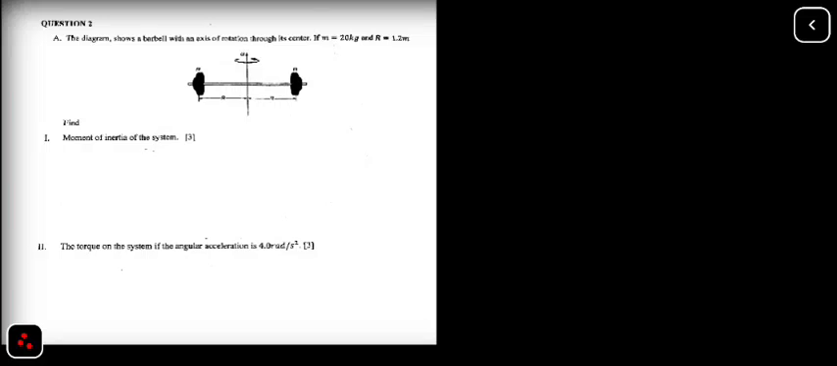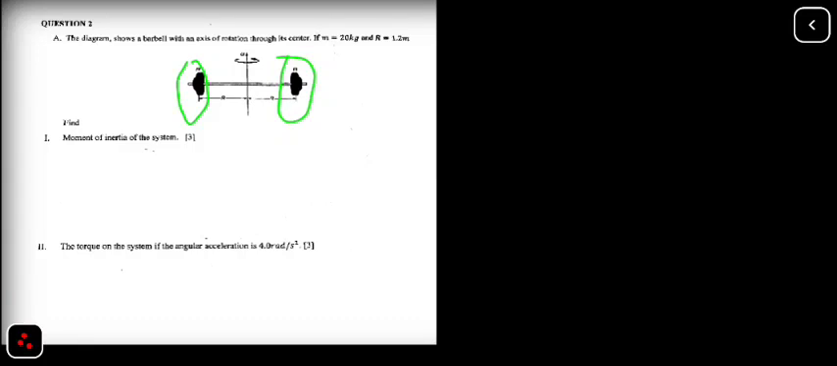Kindly note that when a barbell is rotating, it has two weight plates. There's this plate and another plate. Those are called weight plates. So the question is asking us to find the moment of inertia of the system.